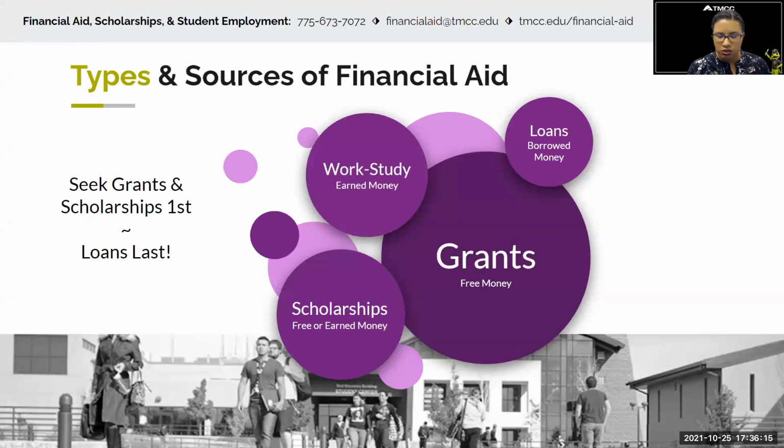And then loans. This is what I'm not going to talk much about today because those should be your last resort. Hopefully, if you apply for all the other three types of aid, you won't need loans.